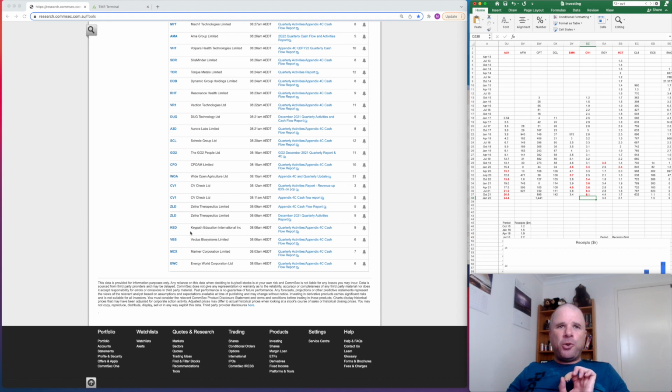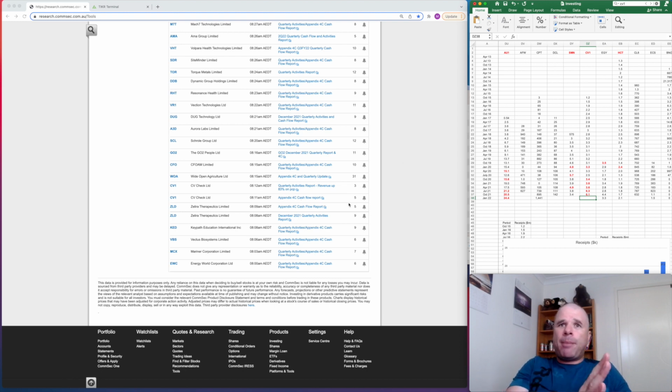But I'll go to a company that I am keen on, and that is CV1. Now, I've been tracking this company since October 2015, and the cash receipts have been growing through time at a fairly consistent pace. And the last 2 quarters, we saw cash receipts at 6.3 million and 6.1 million, and the company has been operational cash flow positive on a consistent basis.